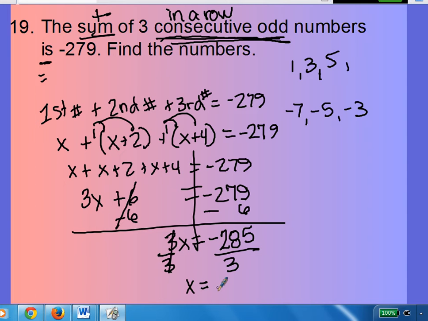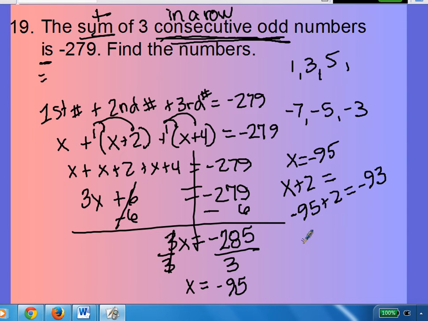X is equal to -95. So that's our first number up here, -95. So what we have to do to find our other two numbers, if x is equal to -95, then we have to do x plus 2 to get our next number. So -95 plus 2 is -93. And then to get the third number, we're doing plus 4. So plus 4 would give us -91.